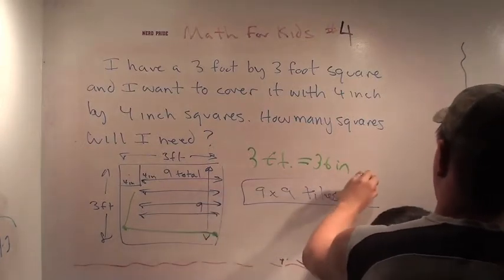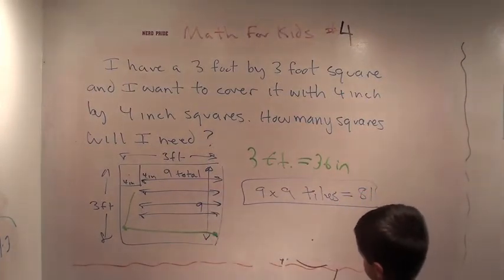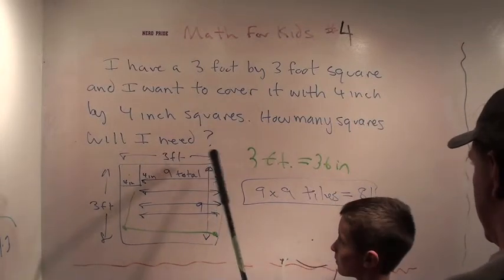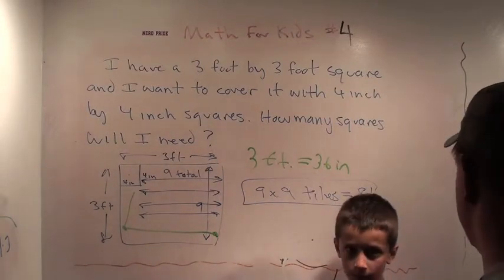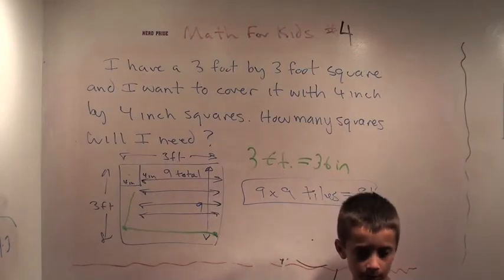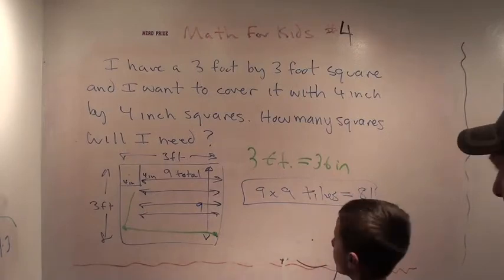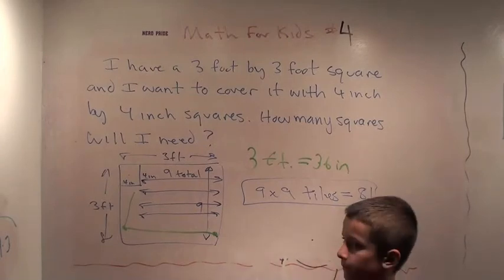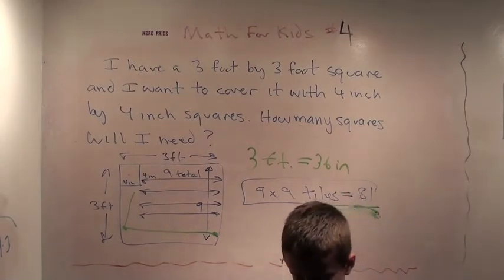So whenever you have a square or a rectangle, either way, you just figure out how wide it is and how tall it is and just multiply those two numbers, and that'll tell you. Okay, so how many tiles do you need to cover up this square? 81.